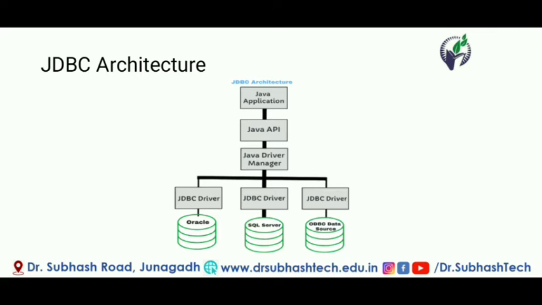So these are the different drivers available, like Oracle, SQL Server, and ODBC data source. All of these are different databases. To handle the database, one driver is needed, known as the JDBC driver, and all the drivers are maintained by the JDBC driver manager. The JDBC driver manager is connected with the JDBC API, and the JDBC API is connected with your Java application. So this is the basic structure of JDBC architecture.